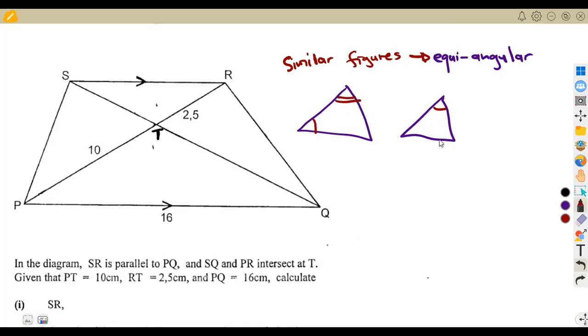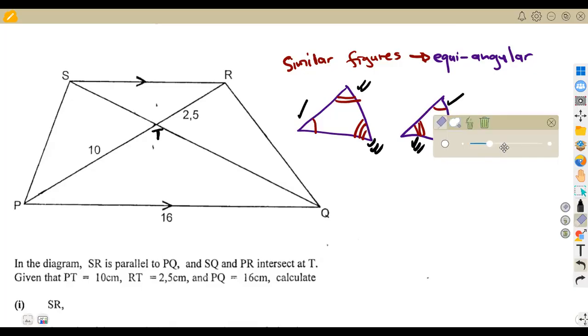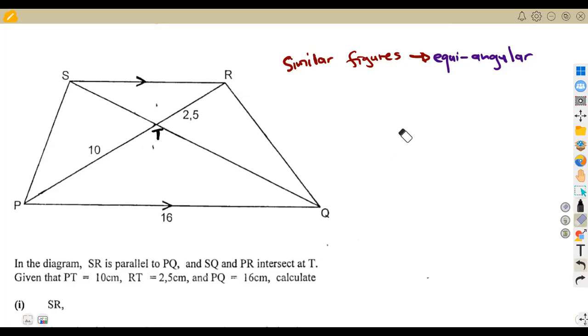If these angles are equal, therefore these two triangles are going to be similar. This angle and this angle are equal, this angle and this angle are equal, this angle here and this angle here will be equal. That's how you take similar figures. And I explained that the ratio of sides of similar figures is the same. So knowing this concept, we can think of finding the similar figures where the SR is contained.